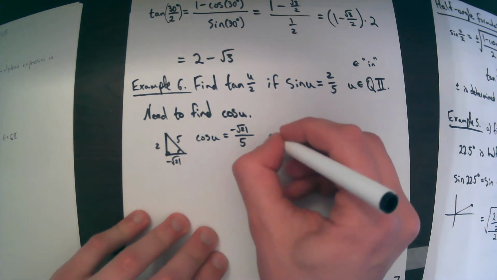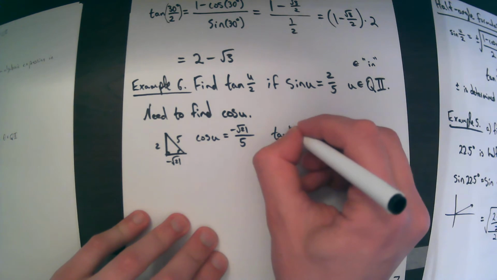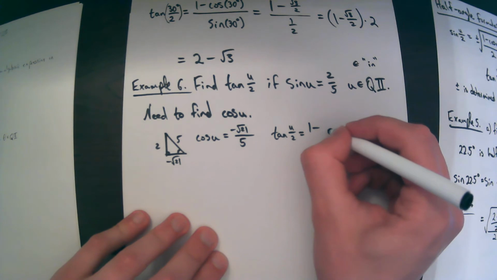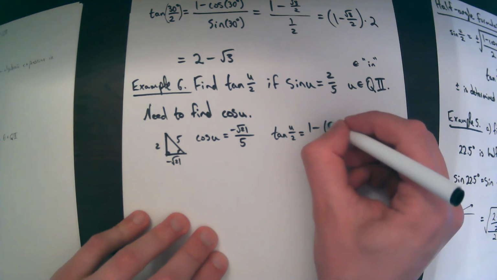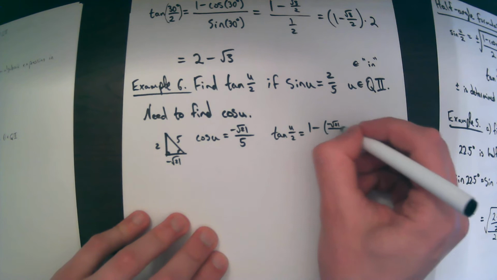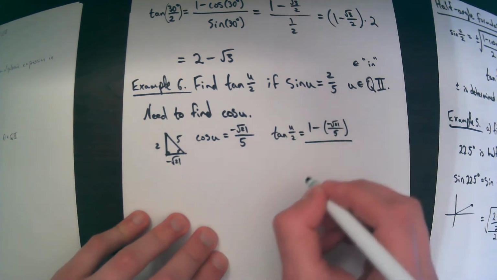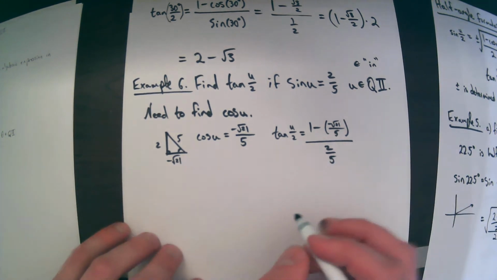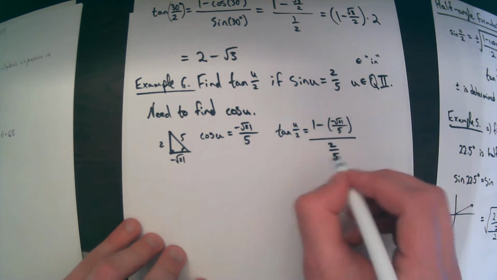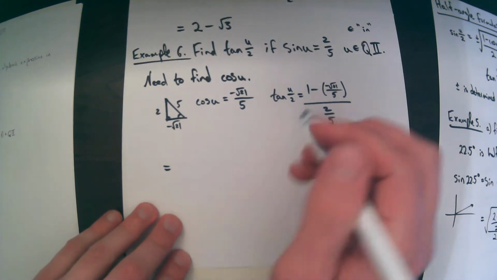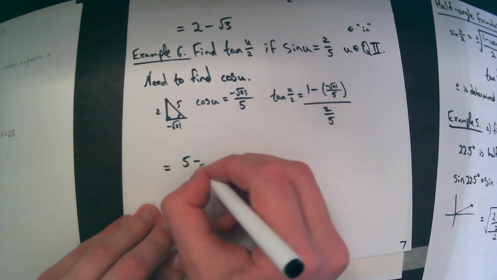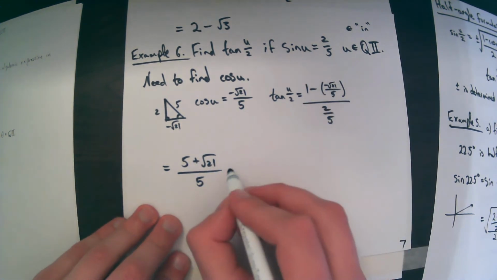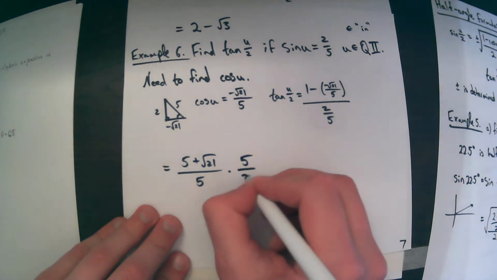Alright, plugging into my formula now, I've got tangent of u over 2 is equal to 1 minus cosine of u, which is negative square root of 21 over 5, and then over sine of u, which is 2/5. Okay, and now cleaning this up, I shouldn't have squished it there. I'll start from over here now. I'll have 5 plus square root of 21 all over 5, getting a common denominator in the top. And then times the inverse of 2/5.